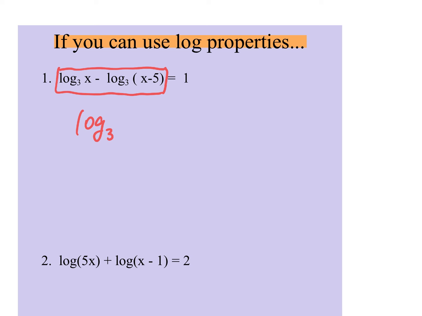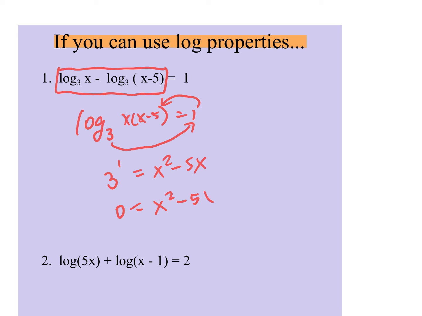Log base 3 of x times x minus 5 equals 1. 3 to the 1 equals x squared minus 5x. Did I go too fast there? I went that to the that equals that. Okay, now I'm going to subtract 3 from both sides. I got 0 equals x squared minus 5x minus 3. And then I bet it factors. I mean, they almost always factor.